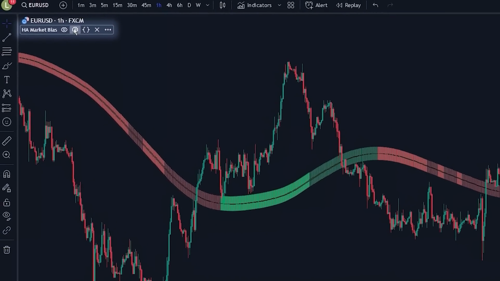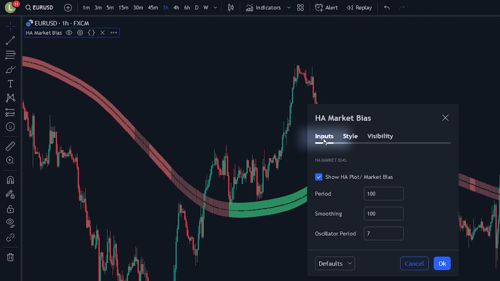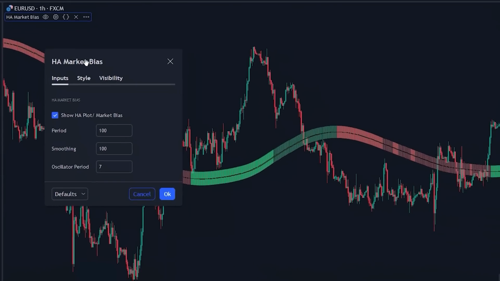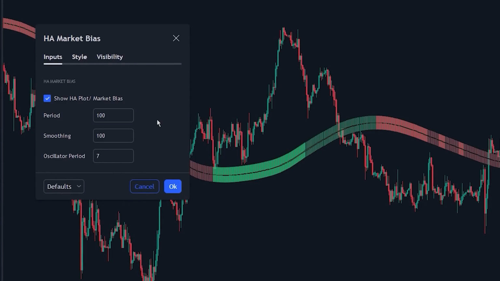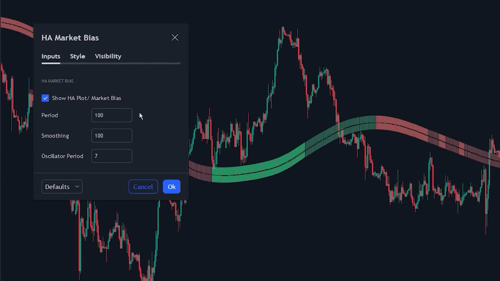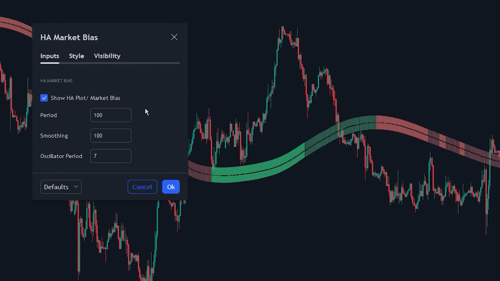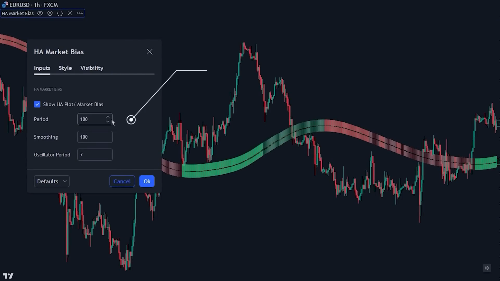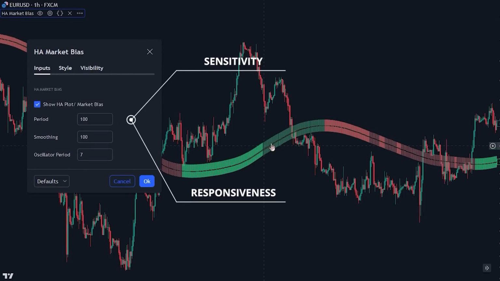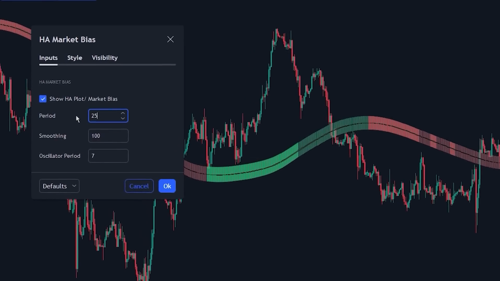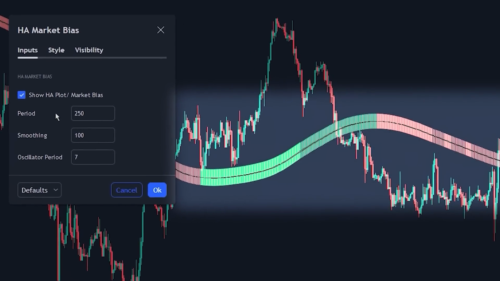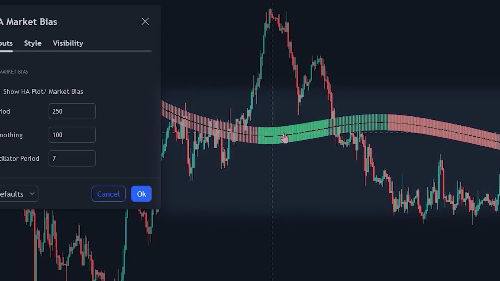Navigate to the Indicator Settings tab and click on the Input tab. The first setting we can see is the period setting. The period refers to the length or duration over which the indicator calculates its values. It determines the number of data points considered in the calculations, thereby influencing the sensitivity and responsiveness of the indicator to price fluctuations. As you can see, by increasing the period value, the sensitivity of the indicator is lowered, showing us a longer-term view of the market bias.